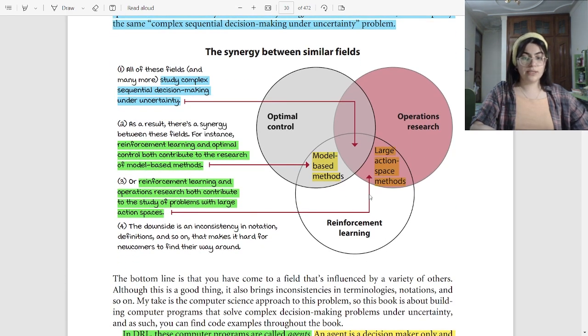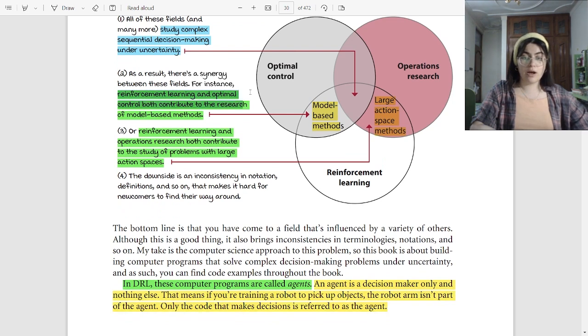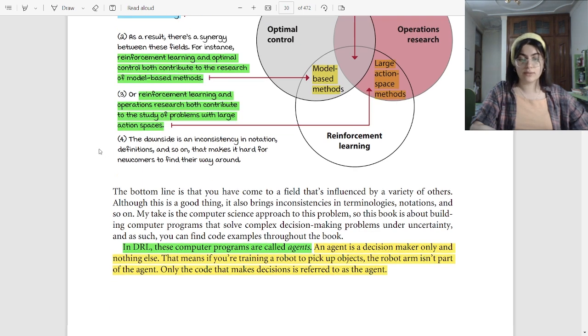So we have reinforcement learning, which has some similarities with operations research and optimal control. In optimal control and reinforcement learning, we normally have model-based methods, and in operations research and reinforcement learning, in the mutual part, we have large action space methods. So it says that all of them study complex sequential decision making under uncertainty, and then reinforcement learning and optimal control both contribute to the research of model-based methods, and reinforcement learning and operations research both contribute to the study of problems with large action space.